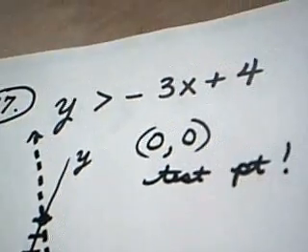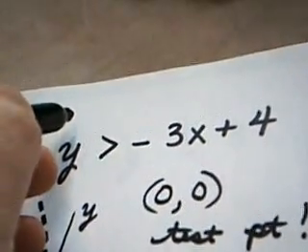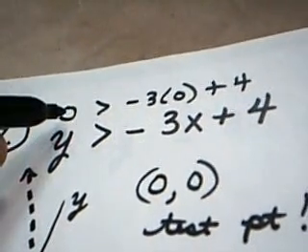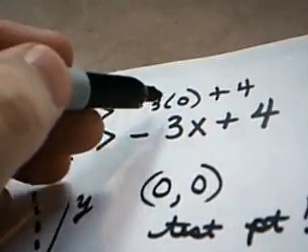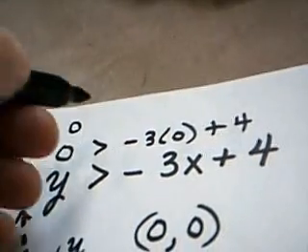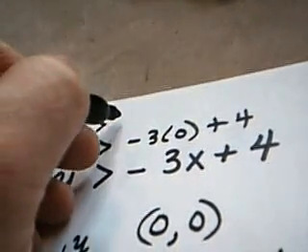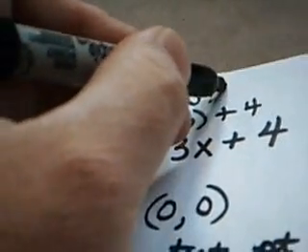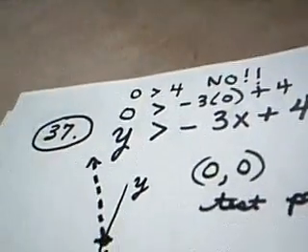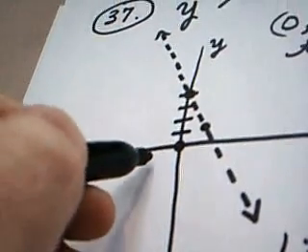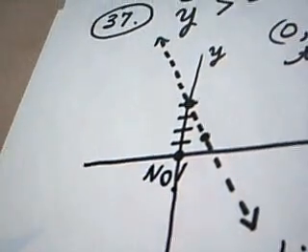in my original inequality. I put a 0 in for y, I put a 0 in for x. And when I do, we get 0 is greater than negative 3 times 0 plus 4, which would really say 0 is greater than 4. No, it's not. 0 is not greater than 4, obviously. So what does that mean about my test point? It means my test point is a resounding no, it did not work.